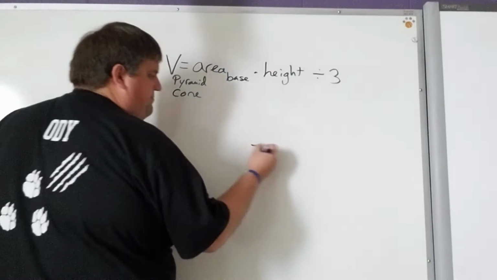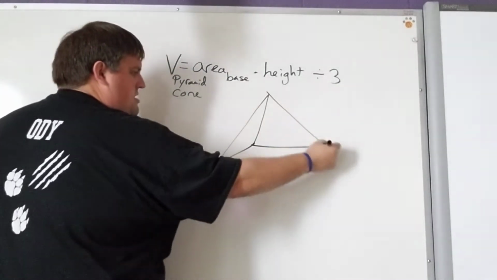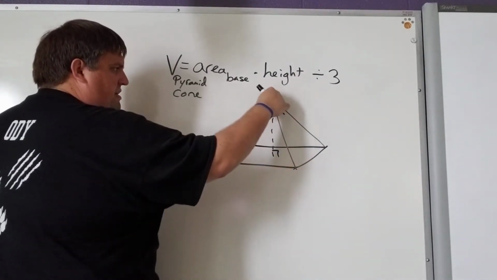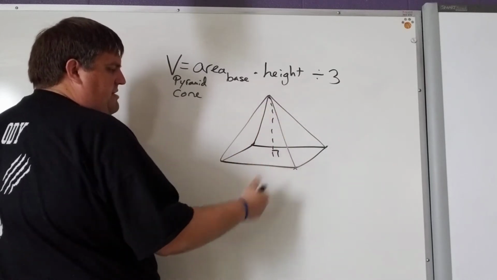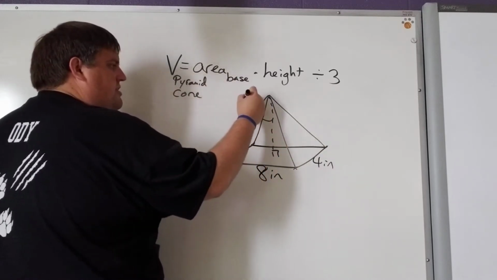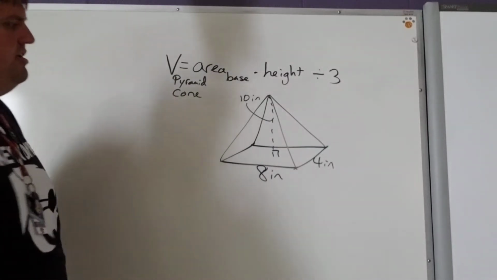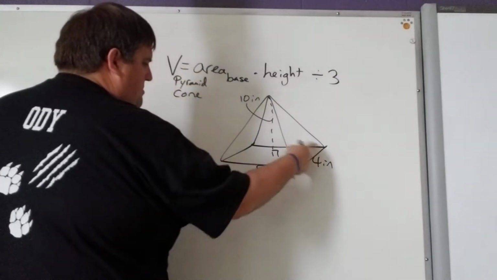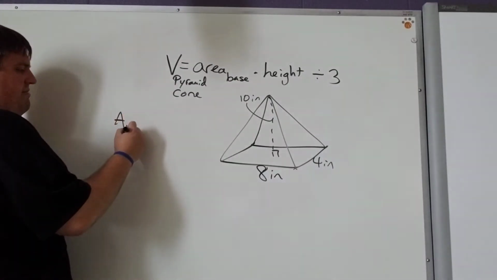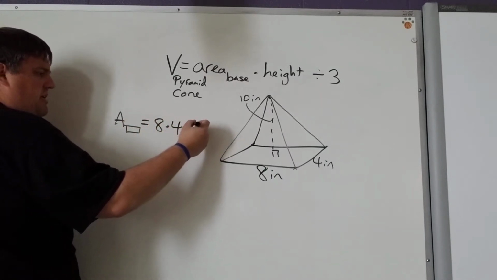So, for example, if we had a rectangular pyramid, right? The height is going to be from the very tippy top, the apex, to the center of the base. And let's say this is 8 inches, this is 4 inches, and this is 10 inches. We're going to do the exact same thing we did before. So area of the base, this time we have to realize that the base is a rectangle. So we're going to go area of the rectangle is 8 times 4, length times width. We talked about that last week.